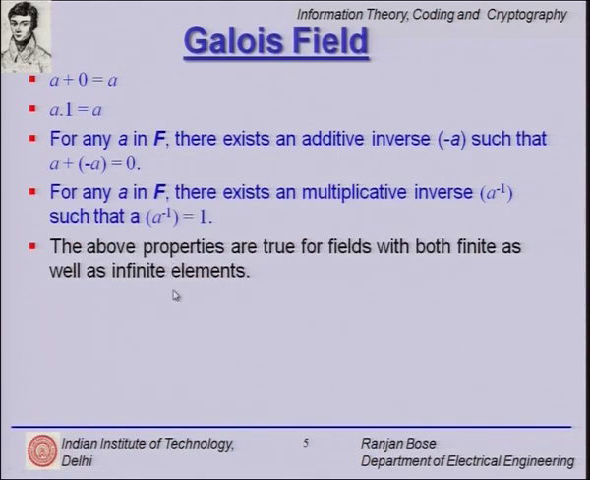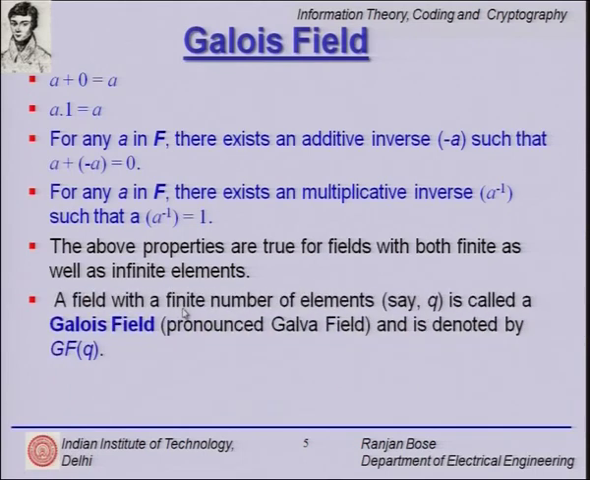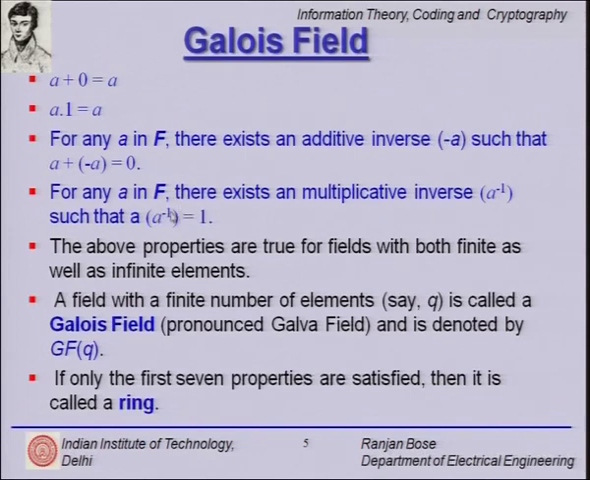These properties are true for finite as well as infinite elements in the field. So, any set of elements, say Q elements, which satisfy all of these above mentioned properties are called Galois field, and it is denoted by GF(Q). We have seen this before, and in the case when the last property, the multiplicative inverse for each and every element, is absent, but all other properties are satisfied, we call it a ring. So, we now know what is a field and what is a ring.